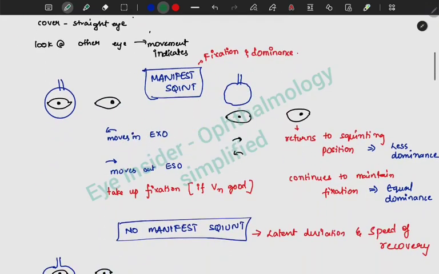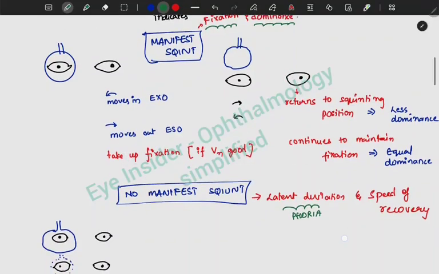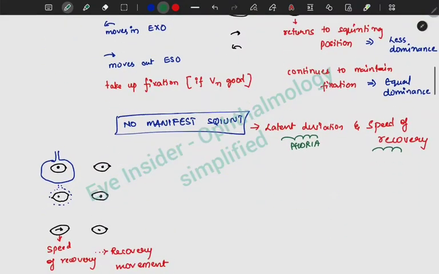So just to summarize, the cover uncover test reveals the tropias in case of manifest squint, and the fixation and dominance. If the patient does not have manifest squint, it will reveal the phoria and the speed of recovery.